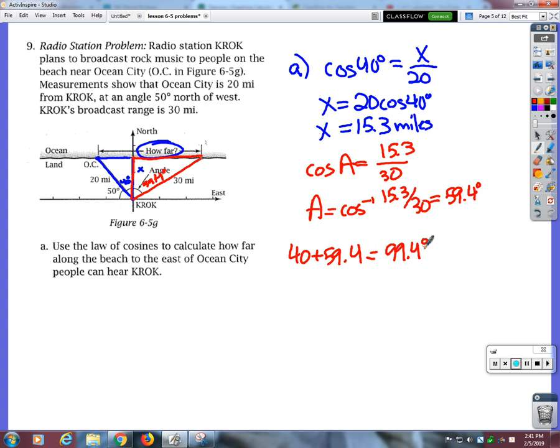Okay, so now we can use the law of cosines to find that distance along the beach. Are you ready? What variable do you want to use for that? X? Okay, so x squared equals, we're finding now the answer, this thing right here. 20 squared, there you go, plus 30 squared minus 2 times 20 times 30 times the cosine of 99.4.